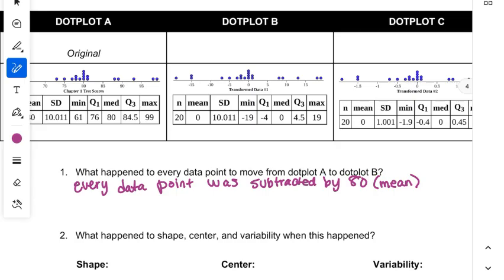So the shape, nothing happened to the shape. It's the same shape. So we're going to put nothing here. The center is still in the center, but instead of being 80, it changed to 0.